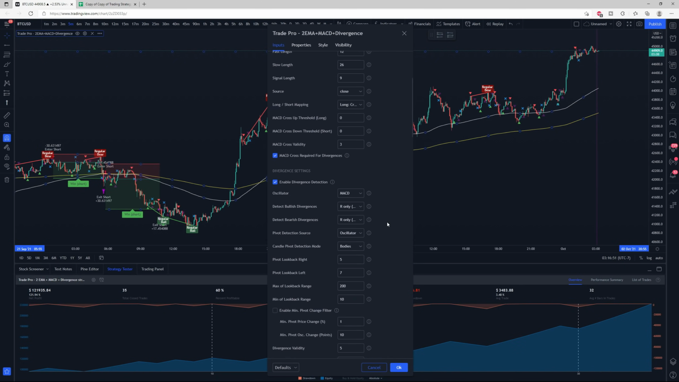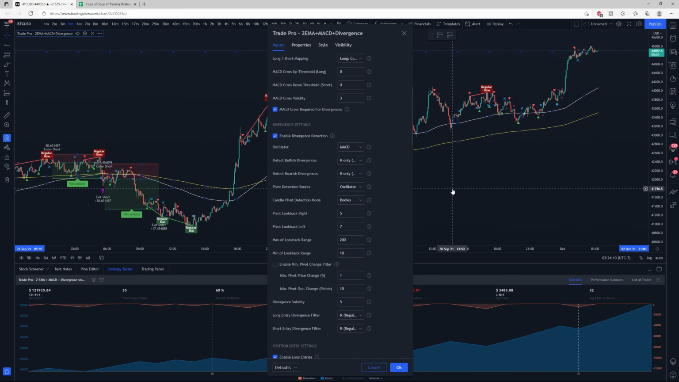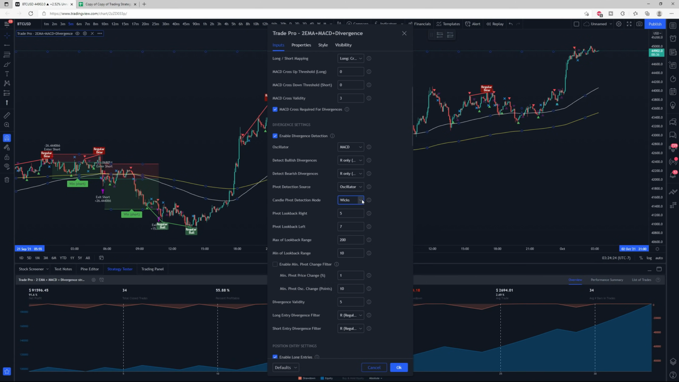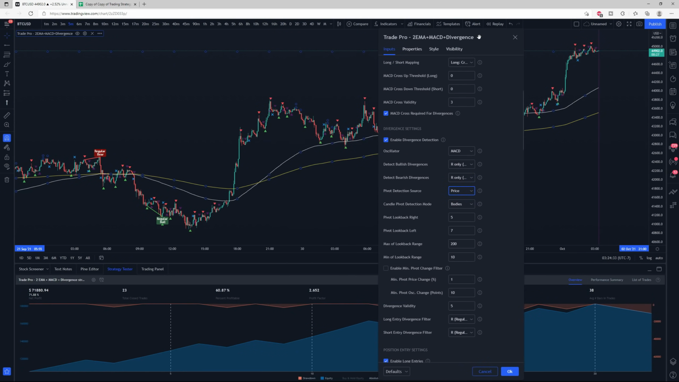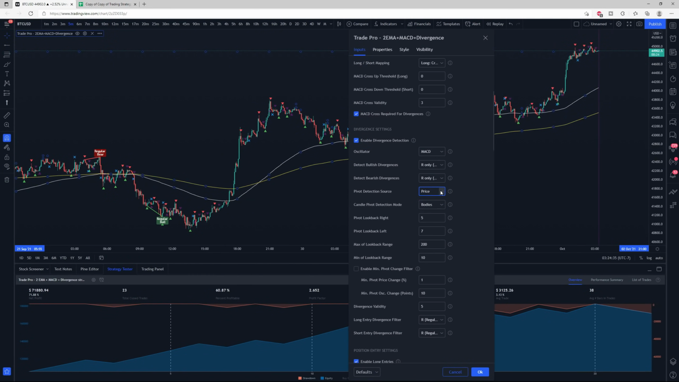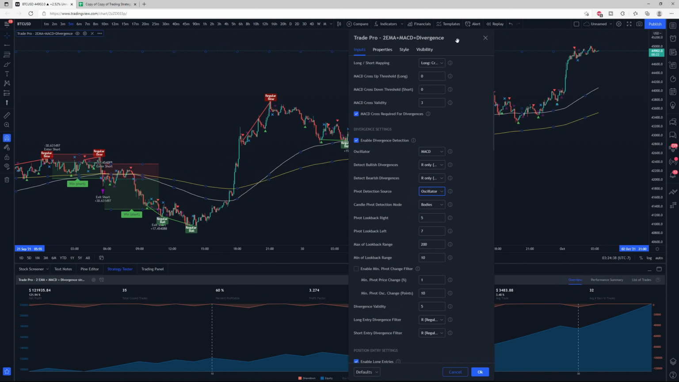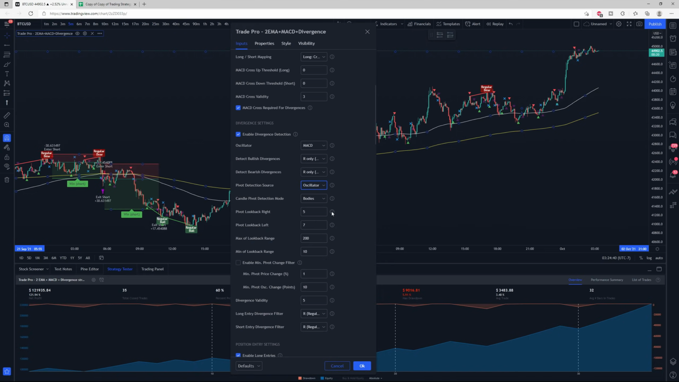So then we have the divergence settings where you can change the pivot look back, the detection source, and whether or not the candle pivot detection mode is for bodies or wicks. If we change, let's say, to wicks, we will see the results change slightly. And if we change from oscillator to price for the pivot detection source, we're going to see the results change as well, and it looks like it takes fewer trades. So it's going to be just a bit different. And each one of these is explained.